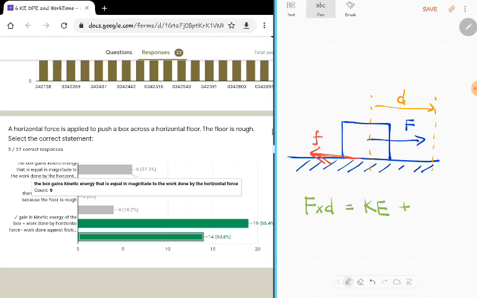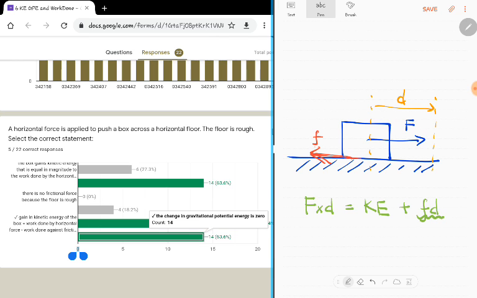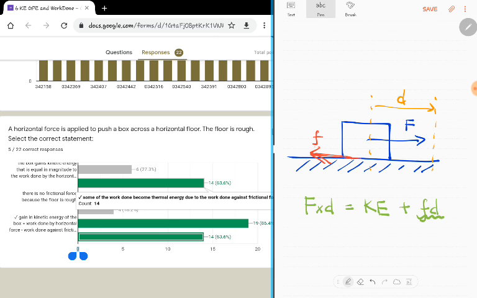But because there is work done against friction, you have to know that work done against friction means that it should take away some of the energy from the initial amount of the work done. So that's why the first sentence there is wrong. Second sentence, some of the work done becomes thermal energy due to work done against frictional force. So yes, the work done against the frictional force will always become thermal energy. So of the total work done, some becomes kinetic energy, some becomes thermal energy.